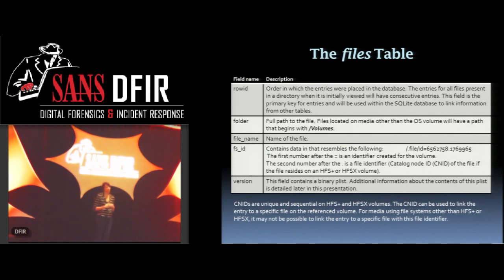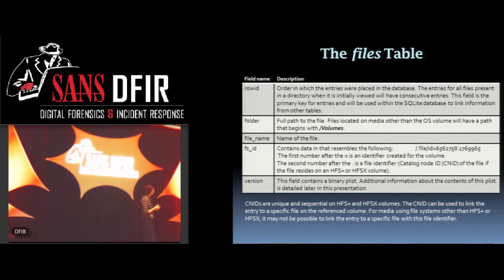Your file system ID field is an interesting one. So maybe someone can help me figure this out someday. The first part after file ID equals is a number. Before the dot, there's a number, and that should be a unique identifier for each volume. Now, someone goes, how is that unique identifier created? And the answer is, I don't know.